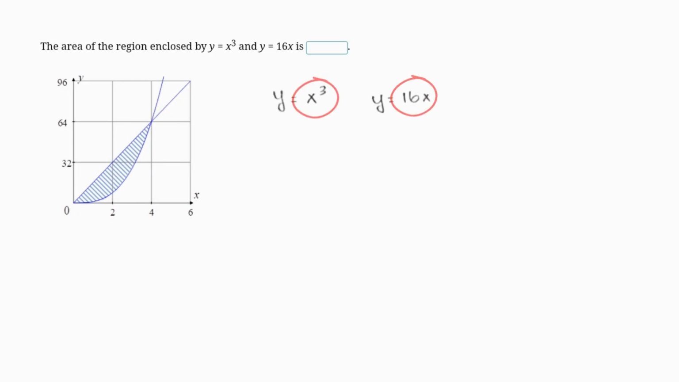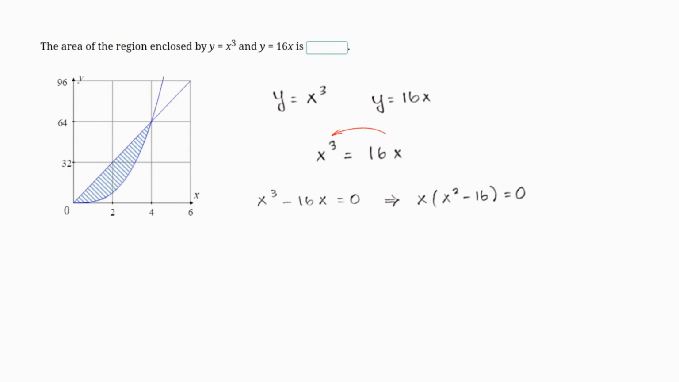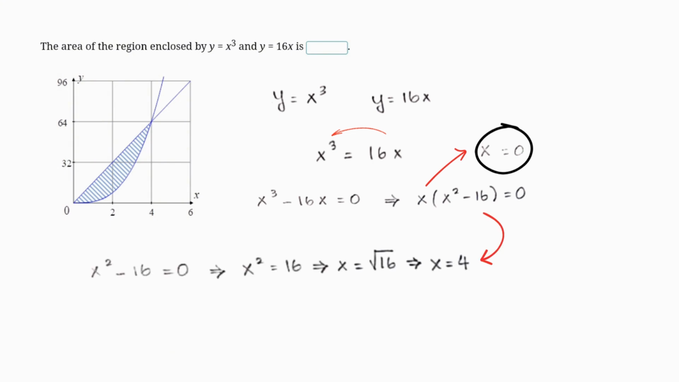We find them by setting the equations equal to each other. x cubed equals 16x. If we move everything to one side and factor out x, we get x times the quantity x squared minus 16 equals 0. Now to find our roots, let's set the first x to 0, and this will give us the first root, x equals 0. For the second root, we can set x squared minus 16 equals 0 and solve for x, so x will be equal to 4.